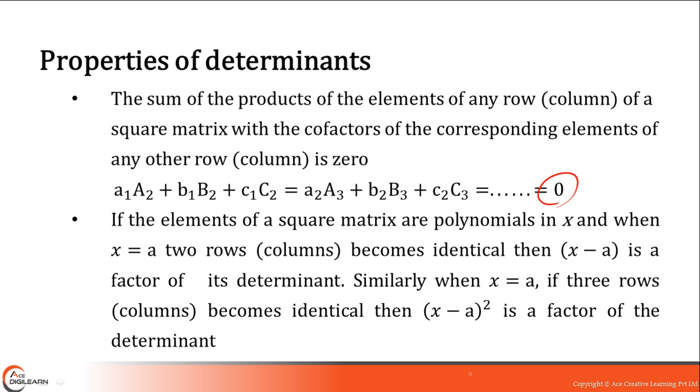If the elements of a square matrix are polynomials in x, and when x equals a, two rows are identical, then we say x minus a is a factor of its determinant. Similarly, when x equals a, if three rows are identical, then we say x minus a is a factor of that determinant.